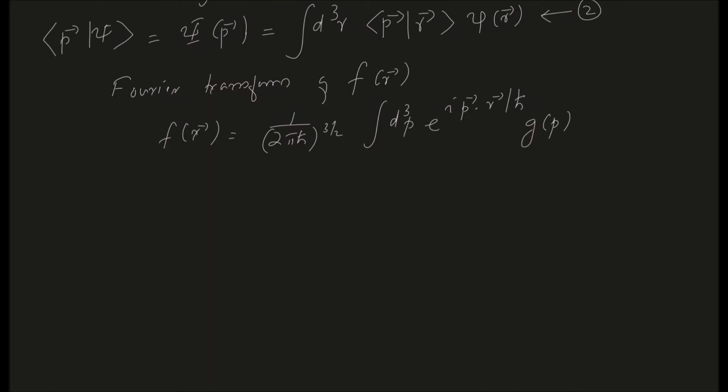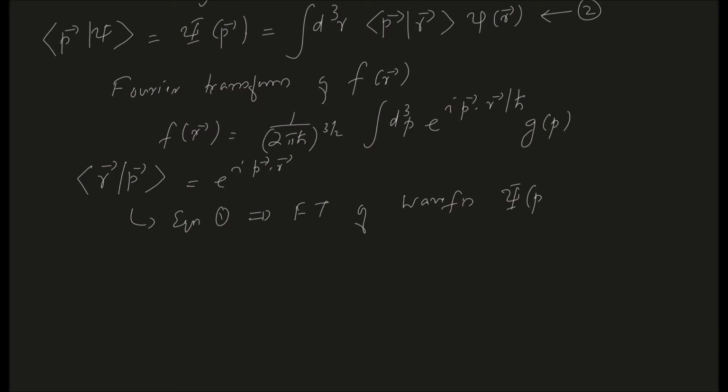Now if we set, in equations 1 and 2, the bra r ket p in equation 1 as e raised to i p dot r, then equation 1 looks like a Fourier transform of the wave function. So if you set this, equation 1 will be the Fourier transform of the wave function psi of p in momentum space.